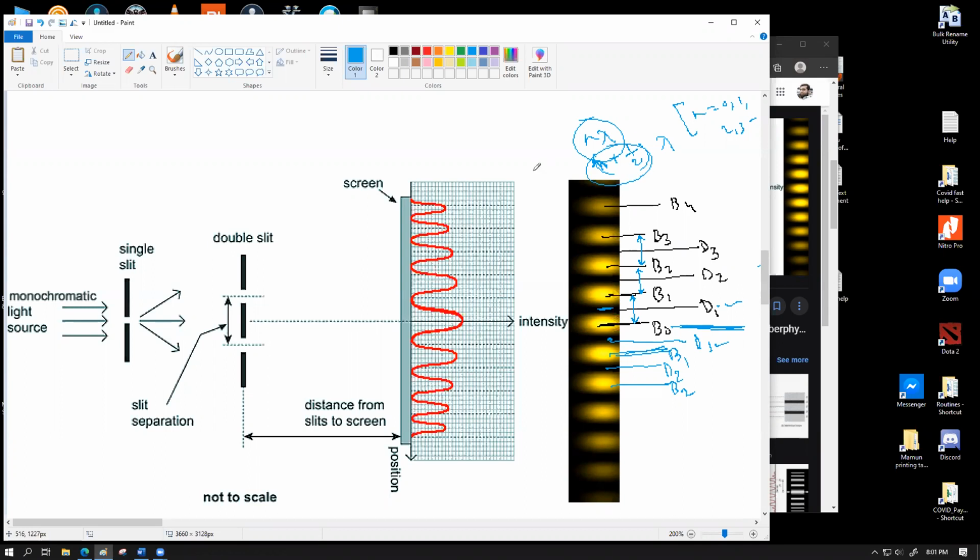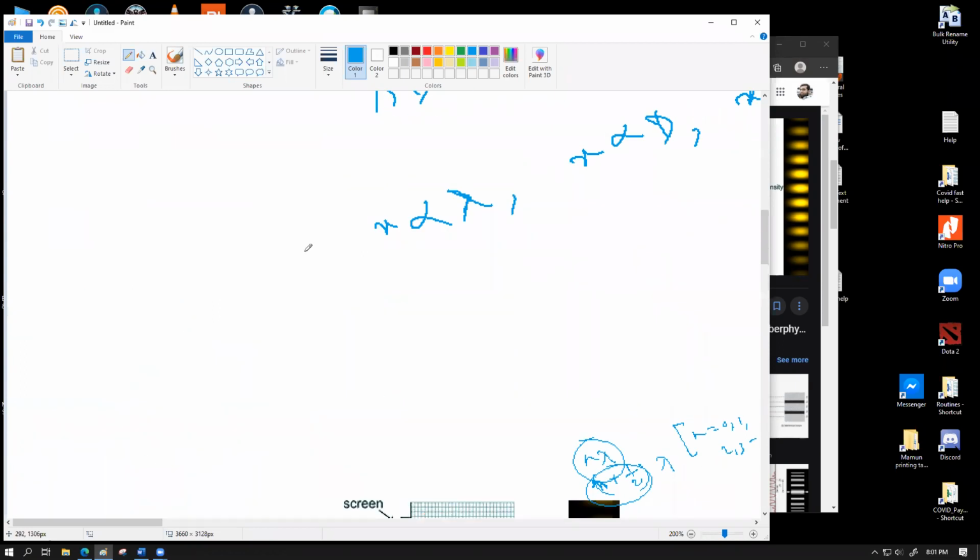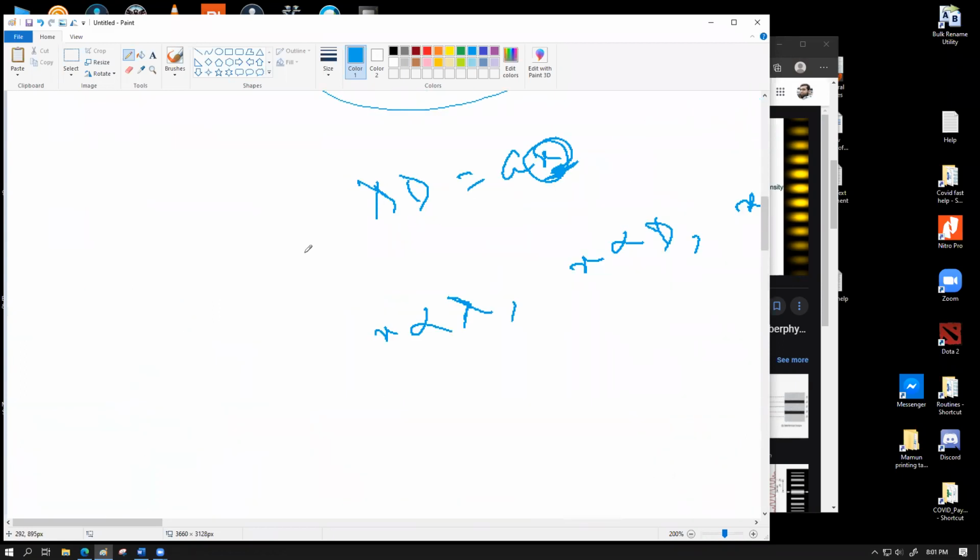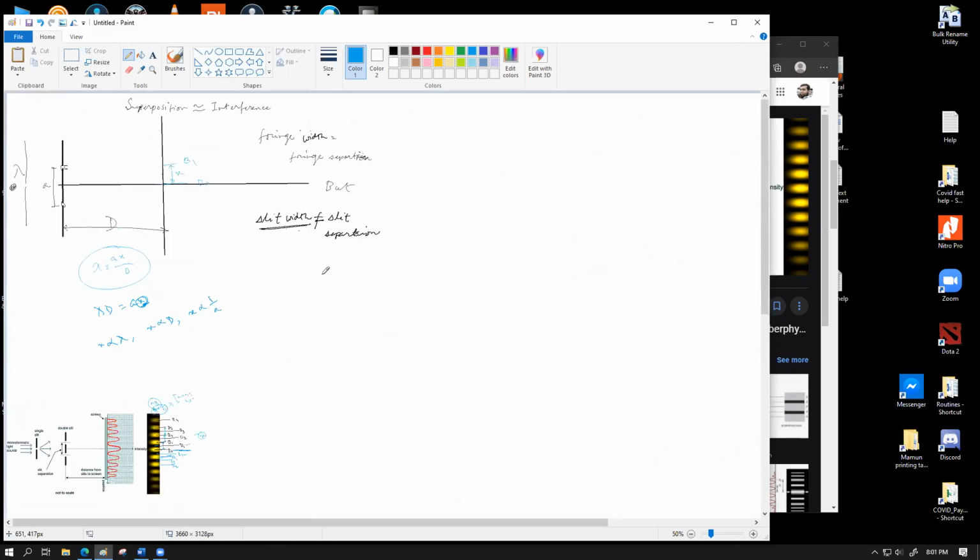It is this half lambda, which corresponds to a 180 degree phase angle, that causes the waves to go out of phase against each other, and the merging gives us zero intensity or zero brightness of the light rays. Acha, so this is the part about the formula.